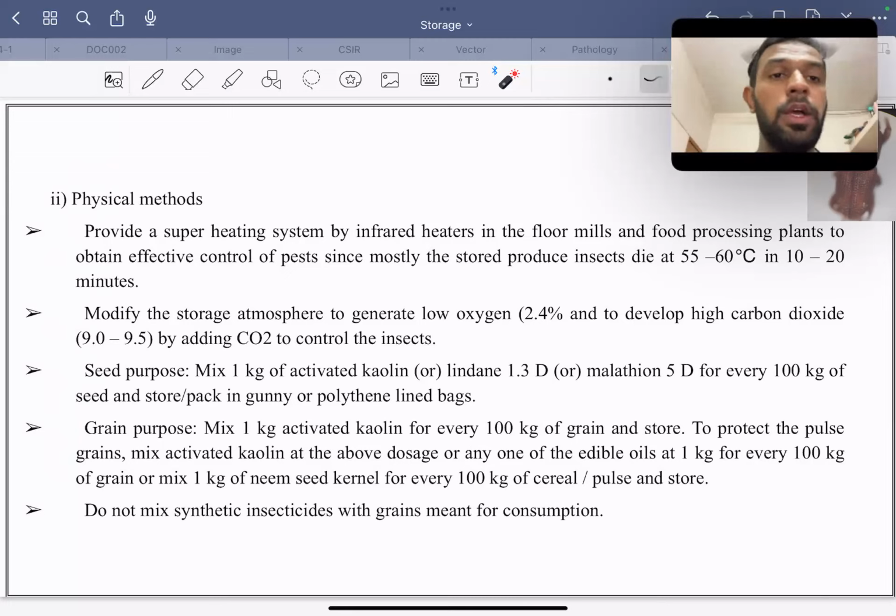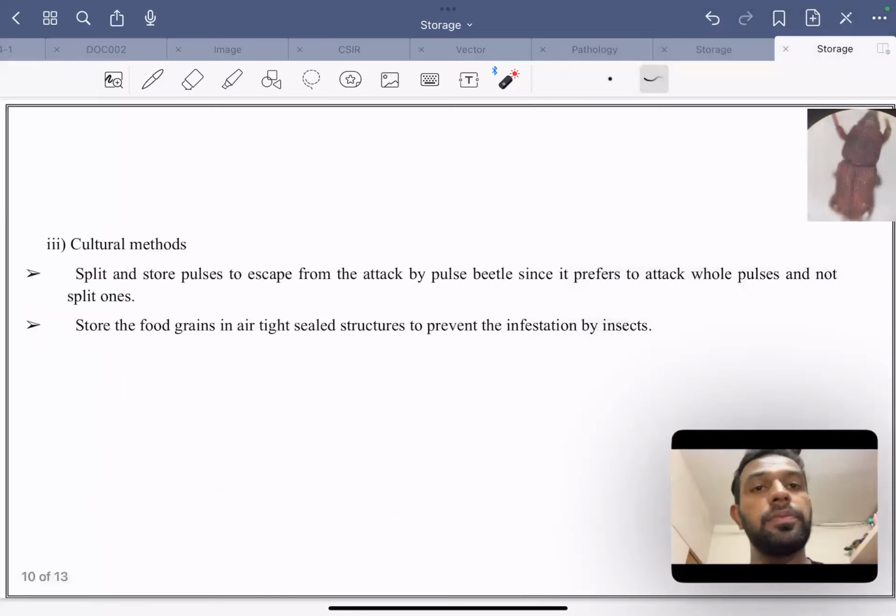Also, kaolin can be used in combination with edible oils at 1 kilogram for every 100 kilogram of grain, and mix 1 kilogram neem seed kernel extract for every 100 kilogram of seeds or pulses, and then store them. So we don't recommend the mixing of synthetic insecticide with grain meant for human consumption. Then the third one includes cultural methods.